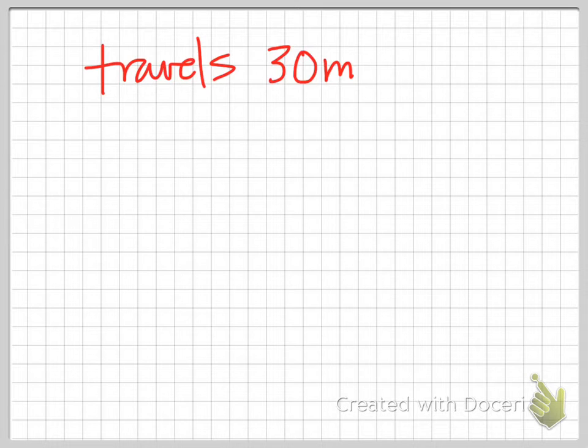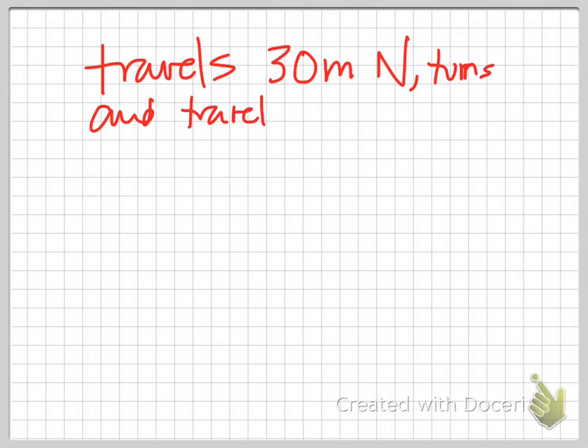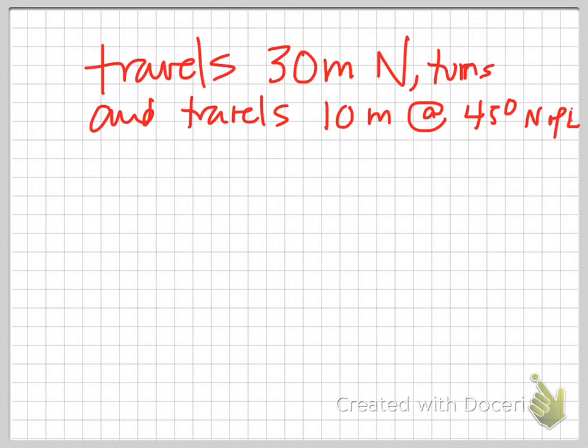So let's imagine that we have something that travels 30 meters north, turns, and travels 10 meters at, now here's where this gets all funky, at 45 degrees north of east.